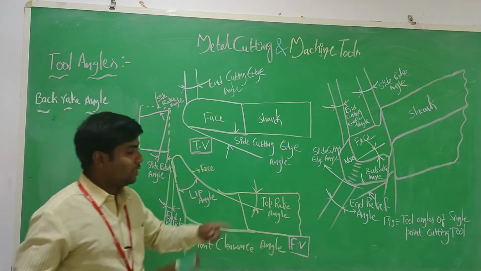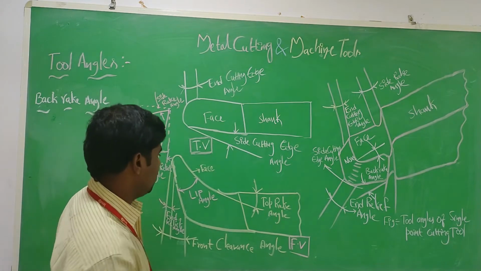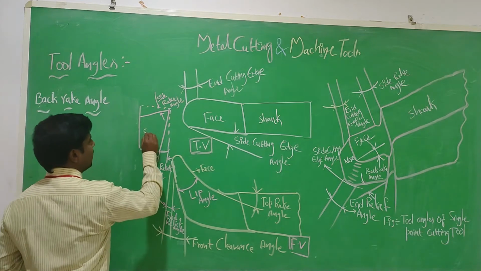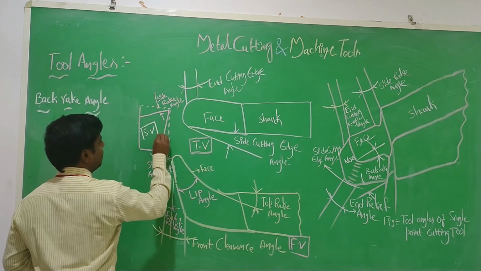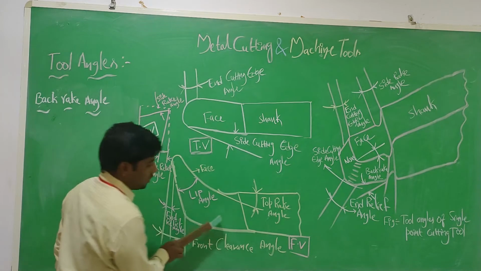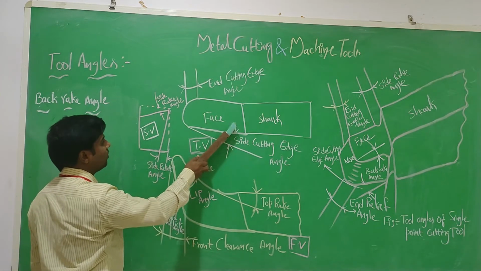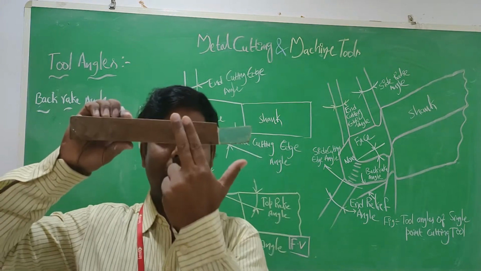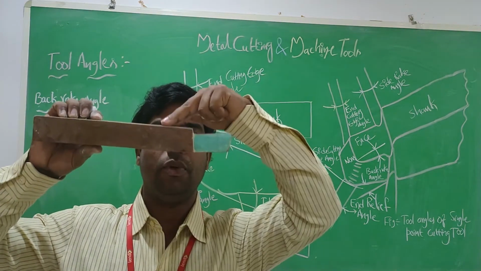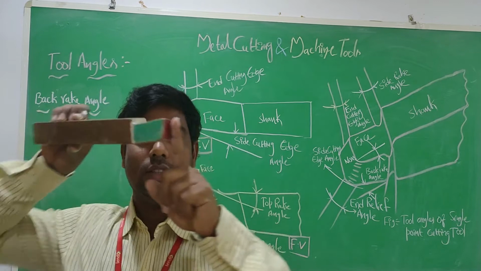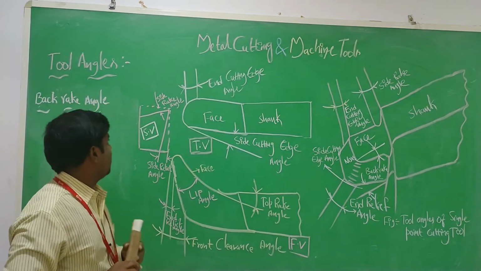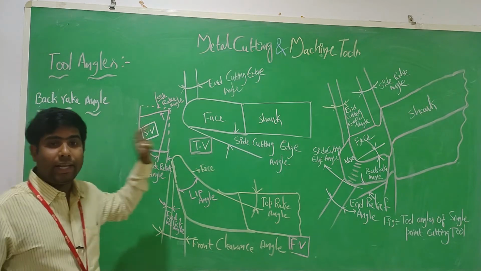So these are in the figure. This is the front view. This is the top view. This is the side view. This is the front view of the figure, this is the top view of the figure, and this is the side view of the figure. Right, friends? So we'll discuss what the back rake angle is.